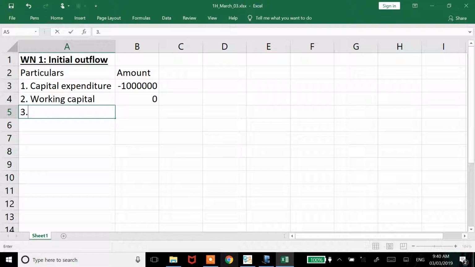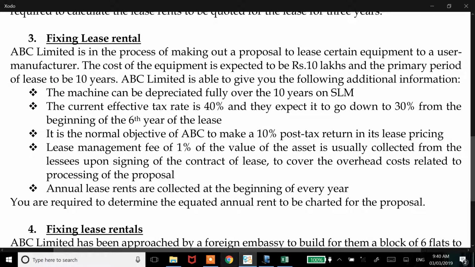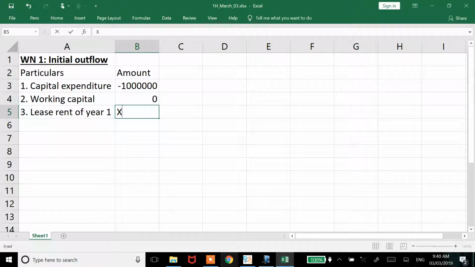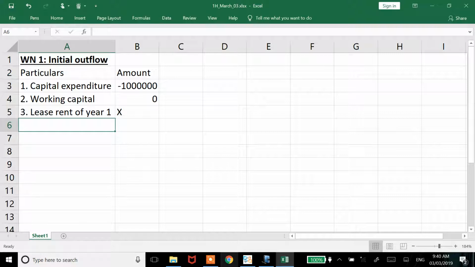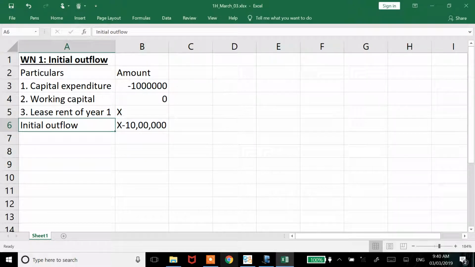So point number 3 is lease rent of year 1. Lease rent of year 1 is X rupees. I don't know what that is; we'll calculate this in some time. I don't know the amount. So initial outflow is X minus 10 lakh. That's my initial outflow.